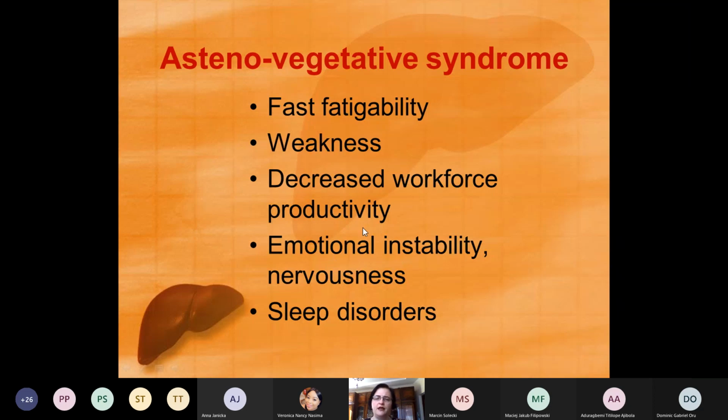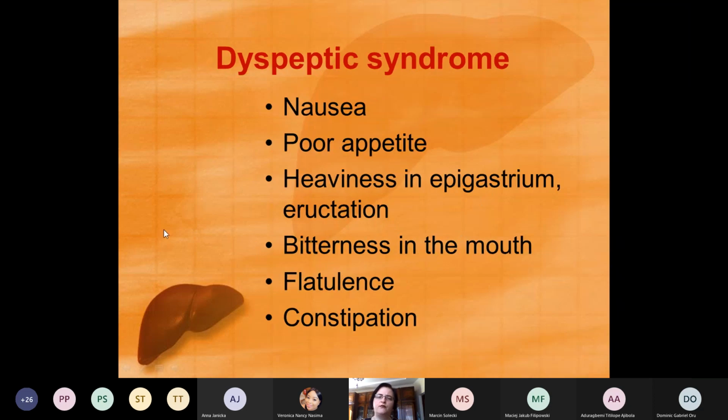No, it's really everything present. Dyspeptic syndrome: nausea, poor appetite, heaviness in epigastrium, eructation, bitterness in the mouth, flatulence, and constipation. Sometimes can be diarrhea, sometimes constipation. It's exactly due to the decreasing of bile production, and that's why all changes in the digestive processes.